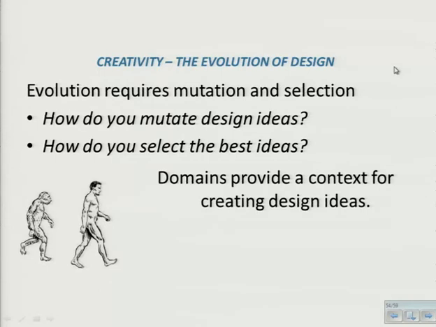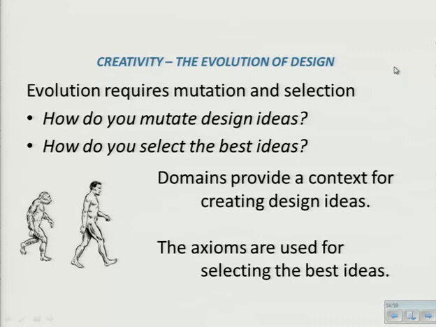So you can let the marketplace do it, and the companies with poor designs go out of business. We would like to be able to do a little bit more intelligent design and come up with a better solution without just waiting for natural selection to run its course. So, the domains provide a context for creating the ideas, and the axioms are used to sort out the best ideas. Coming up with good ideas is like coming up with good pictures. How do you take good pictures? Take lots of them and look at the best ones. How do you have good ideas? Get lots of ideas, sort them out, figure out what the best one is.